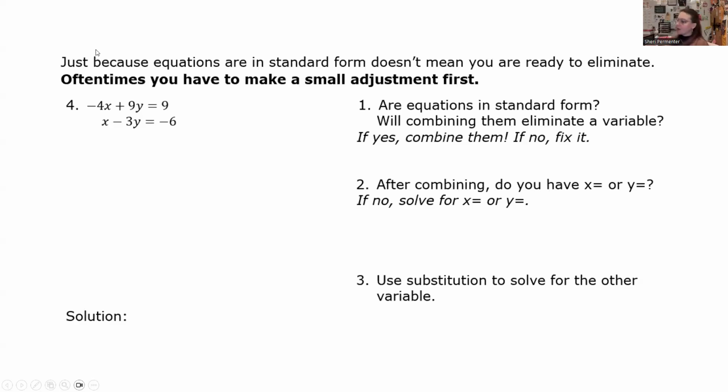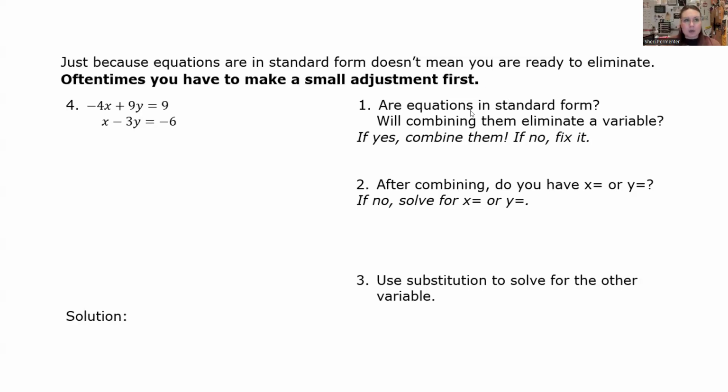So at the bottom of your notes, or sorry, midway down your notes, it says just because your equations are in standard form doesn't mean that you're ready to eliminate. I don't think it's oftentimes. I think it's more like sometimes, because most of the questions on your homework, you don't have to do this. So sometimes you have to make a small adjustment first.